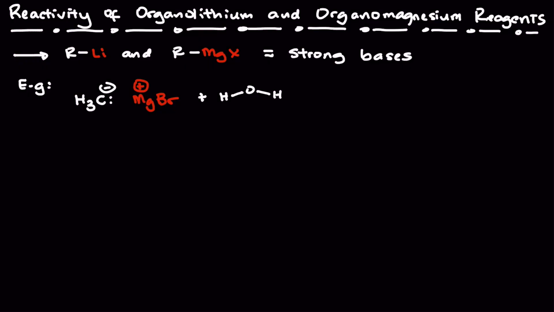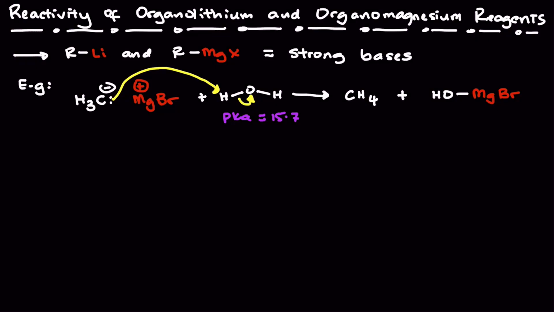interaction. And if there was even just a little bit of water in your flask that contains this Grignard reagent, we expect an acid-base reaction could occur where our CH3 carbanion can deprotonate our water to form CH4 and our magnesium hydroxide complex as a side product. The pKa of water, which is the acid on the left-hand side of this acid-base equilibrium, is 15.7.